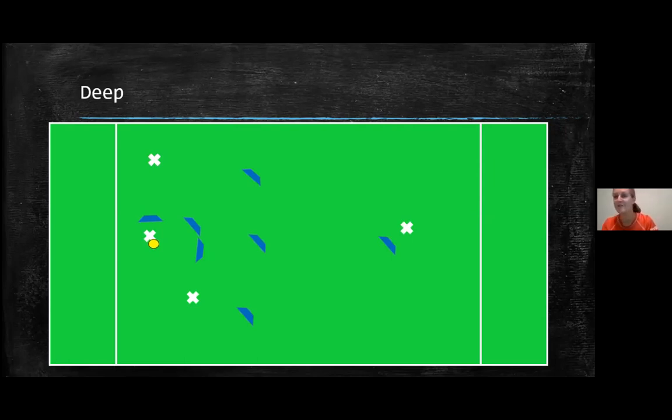Like we mentioned, the fewer numbers you have on the field, the more advantage the offense has. So if I can take this deep out of the play and say we're playing 6-on-6 instead of 7-on-7, that's an advantage for my team. So something you can look at there.